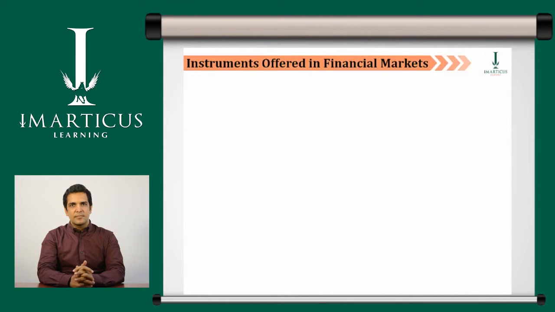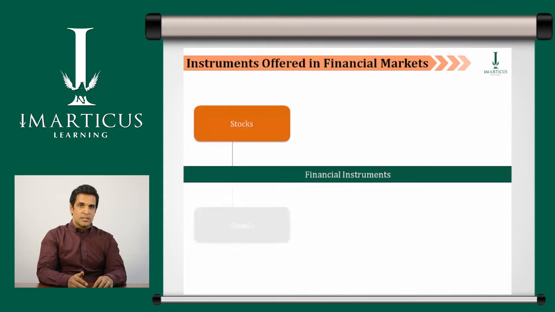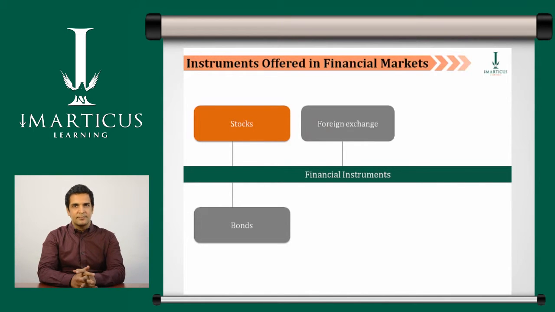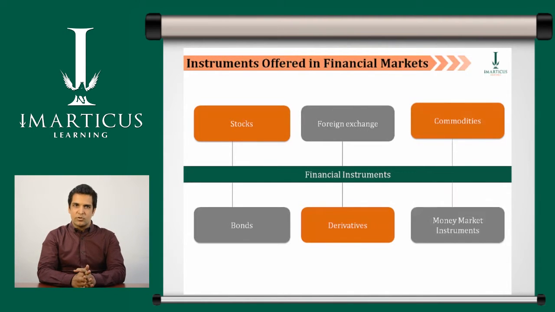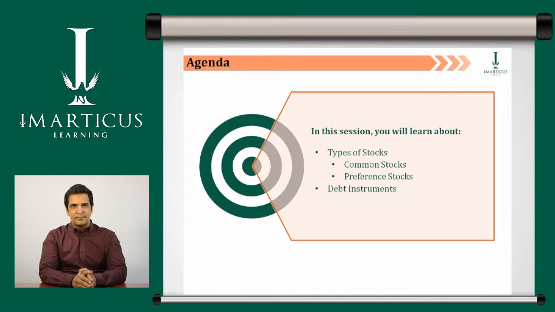In a financial system, there is a wide range of financial products that are offered. They include stocks, bonds, foreign exchange, derivatives, commodities, and money market instruments. Now, in this session, you will learn about the two main types of financial products, such as stocks and its two subtypes, common stocks and preference stocks, and debt instruments, under which you have bonds and its types.